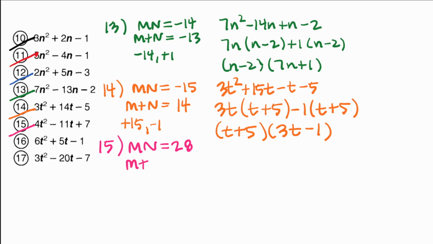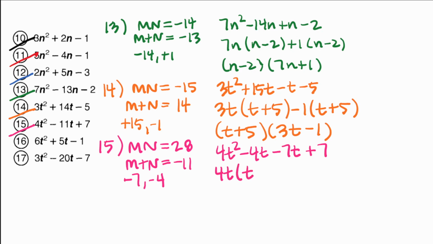So m plus n equals negative 11, so I'm going to need negative 7 and negative 4. So 4t squared minus 4t would go real well with a 4t squared, minus 7t plus 7. Factor out a 4t and be left with a t minus 1. Over here I should factor out a negative 7 to also be left with a t minus 1. Factor the t minus 1, be left with a 4t minus 7. And there it's fully factored.